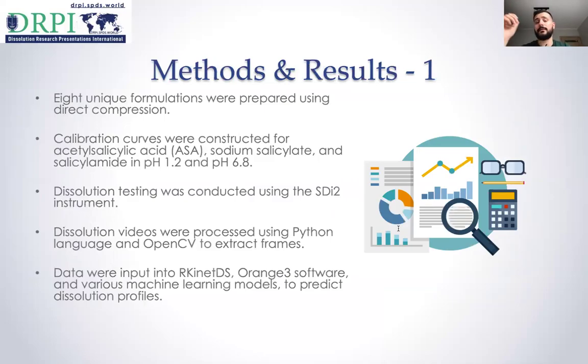So we prepared tablets using direct compression. The chosen APIs included acetylsalicylic acid, sodium salicylate, and salicylamide. Two excipients were used: lactose, a highly soluble filler, and methylcellulose, a gel-forming polymer. And calibration curves were constructed in both acidic and neutral pH media.